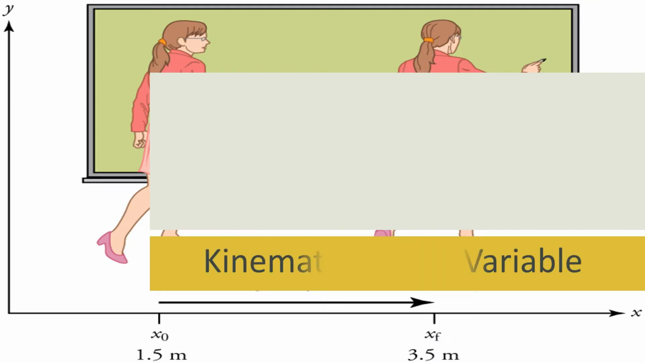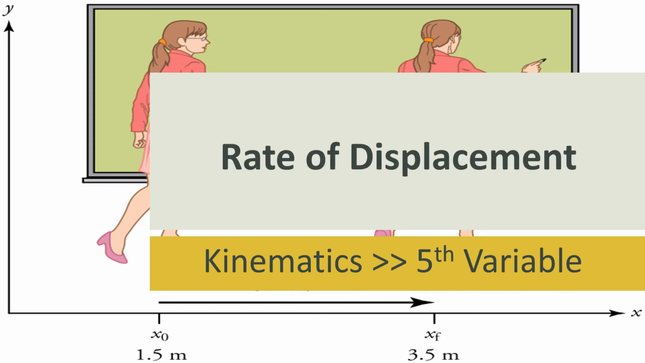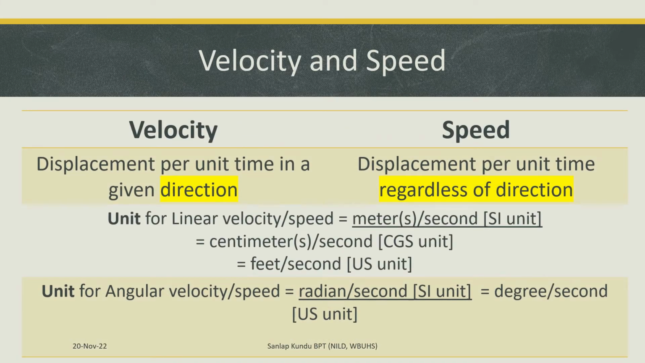Now the fifth variable or the last variable of kinematics, that is the rate of displacement. Now when we talk about the rate, the first thing that comes into our mind is velocity and speed. Now velocity and speed are only different because velocity has a direction and speed has no direction. But in the Norkin book, in both of these cases, they mention displacement.